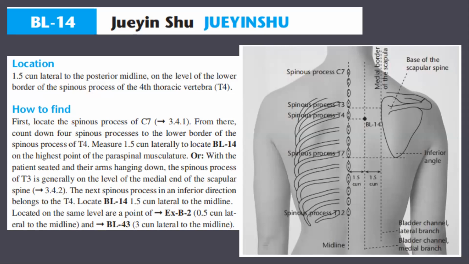Located on the same level are the extra point EX-B2, which is 0.5 cun lateral to the midline, and Bladder 43, 3 cun lateral to the midline.